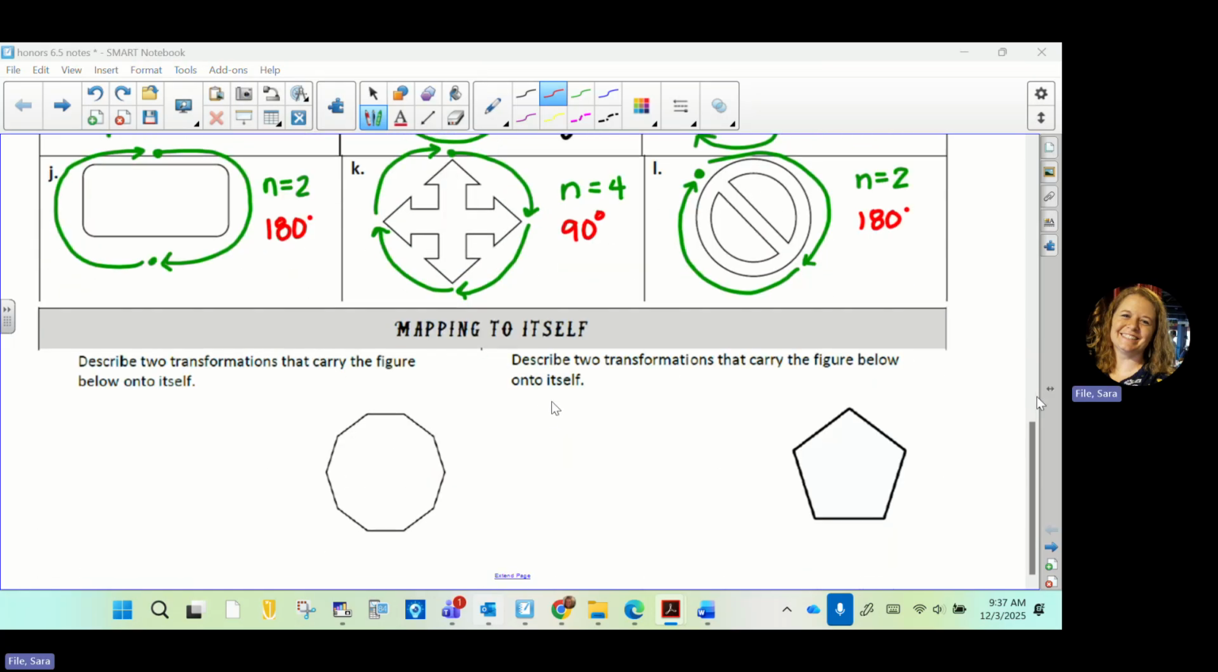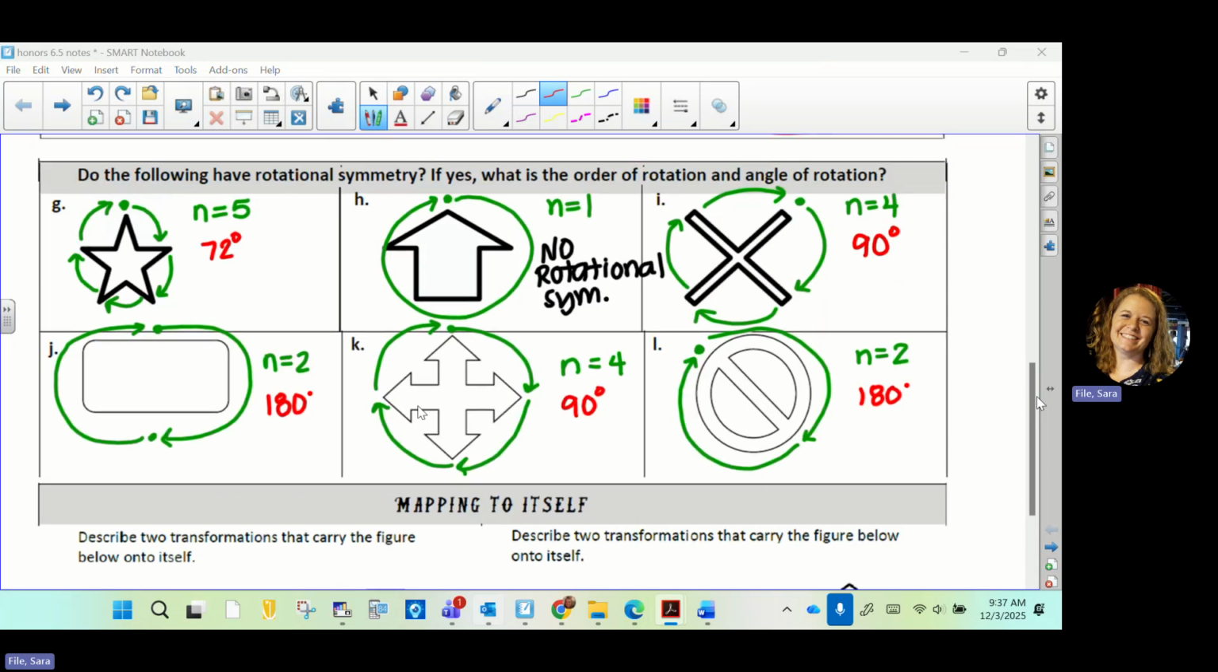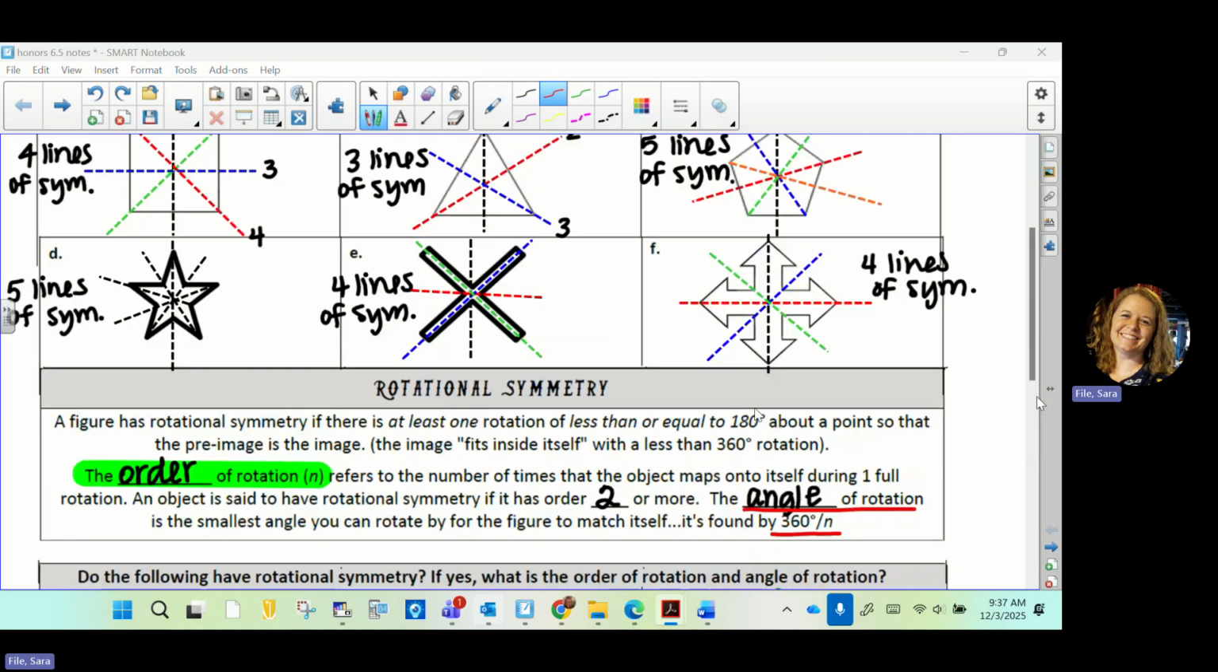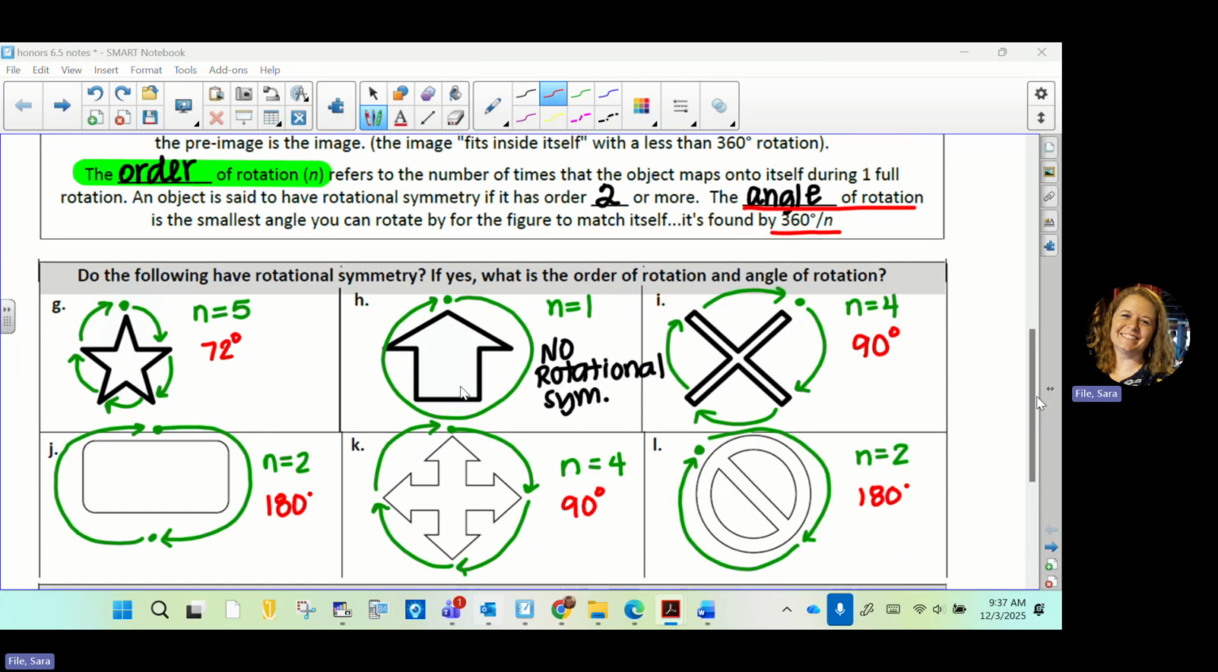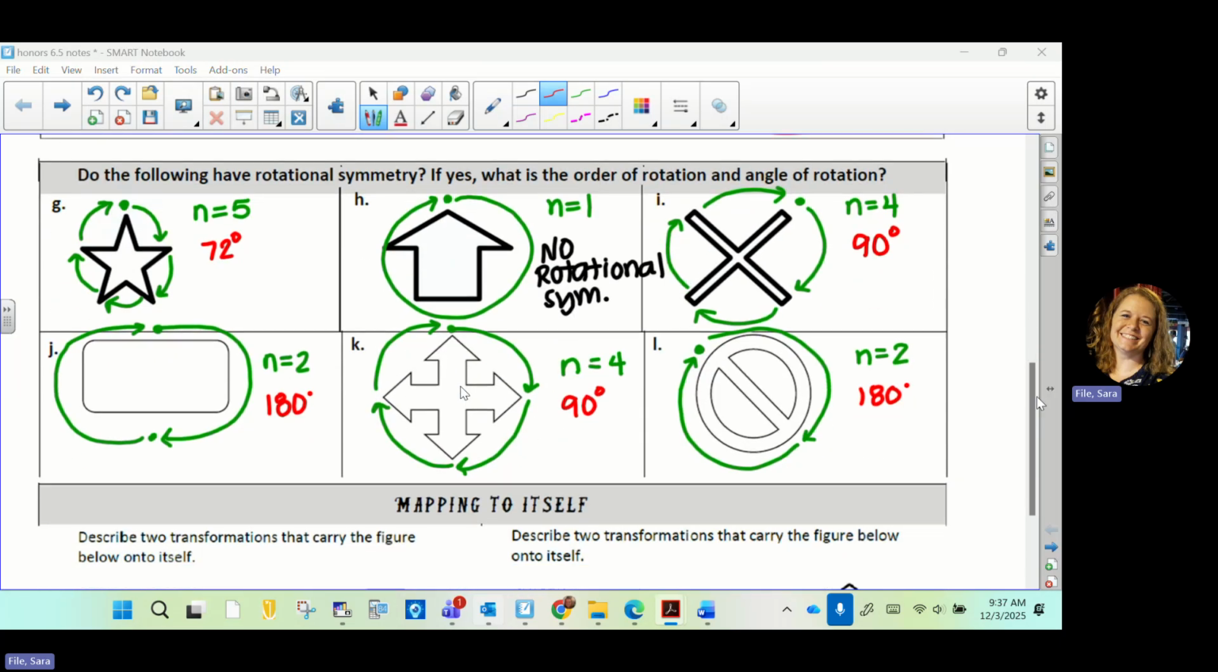All right, so this bottom part, I want you to be able to visualize and compare. Sometimes reflectional and rotational are both there. Some of these had both. Like this 4 cross arrow thing, it had rotational symmetry and reflectional symmetry. Same thing with the X. The star had both. Some images, this arrow, for instance, has no rotational symmetry, but wouldn't it have reflectional if I sliced it vertically? So some images will have both, some will have one or the other, and some will have neither.